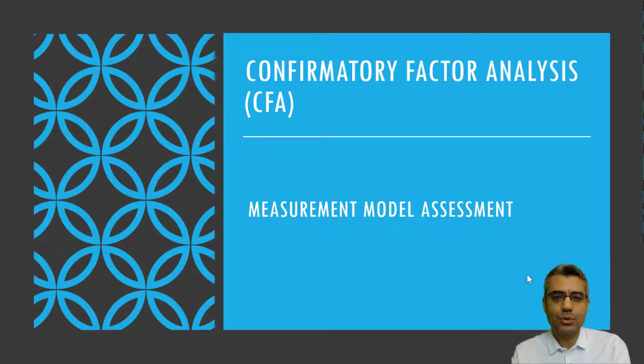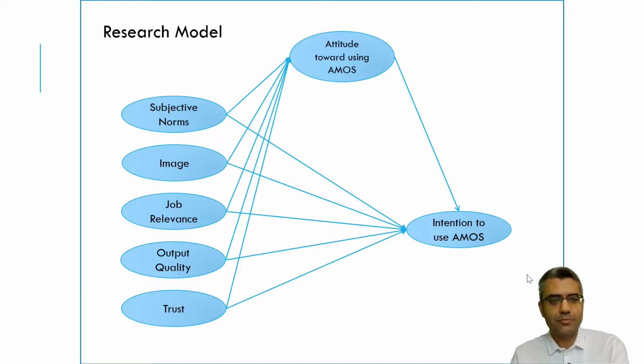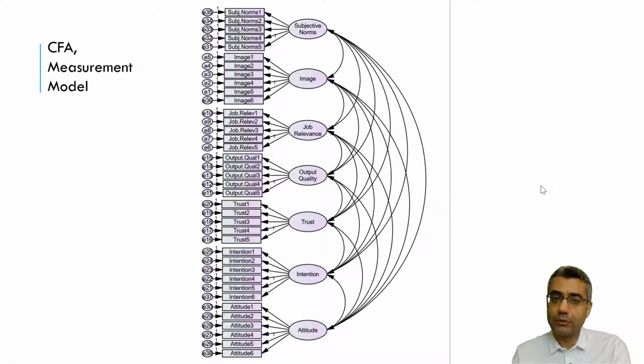This video is about confirmatory factor analysis, or CFA. In other words, I want to show you how to assess your measurement model. As we already know, this is the model we want to test, with 5 variables that predict attitude and then intention to use AMOS. And we already discussed that to test the model, first we need to assess the measurement model. And this is the measurement model that you need to draw in AMOS.